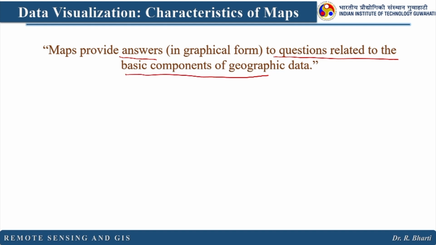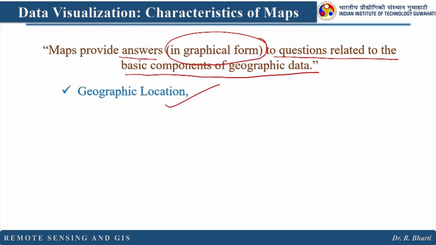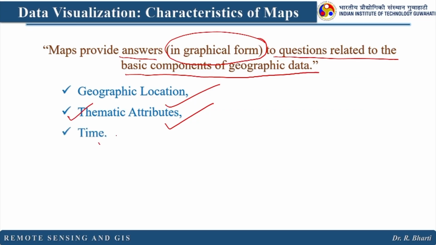A map provides answers to questions related to basic components of geographic data. Basically this is in graphical form. It can give you geographic location, and it can have thematic attributes, like what the population distribution is in a particular area, what the groundwater depth is in some cities, what the air pollution level is. If you have those things as your theme and you have an output in the form of a map, they are known as thematic maps. Then time. Time is also an important parameter. Whenever you are producing a map, the time stamp should be there. Why? Because it says that these parameters, whatever I have used in my map generation, were captured at a particular location and point in time, right.